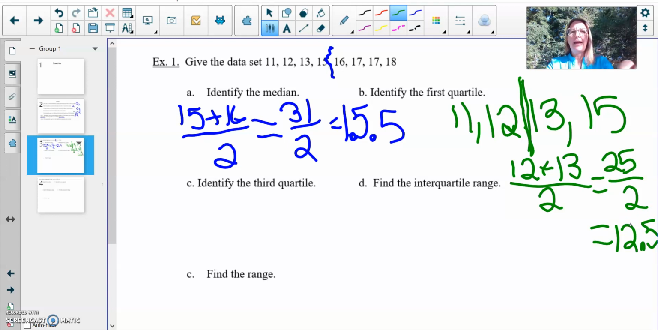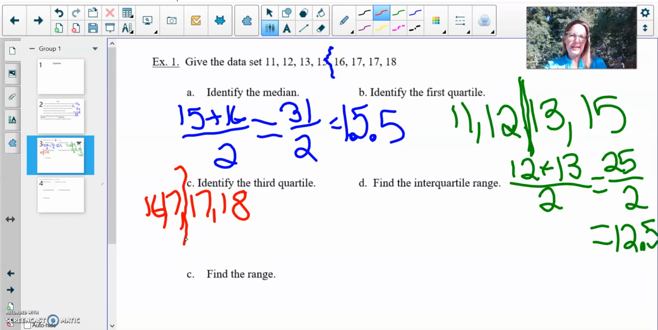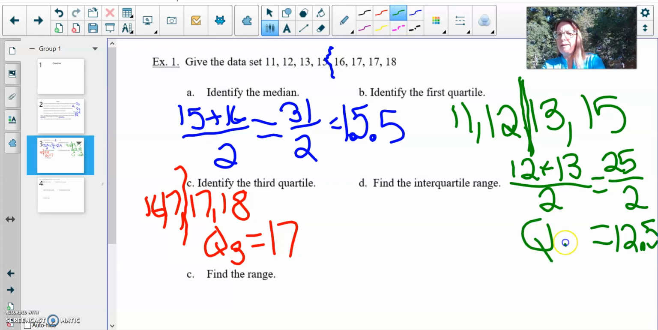For the third quartile, I look at the upper half of the data and find its median. I'm going to rewrite the upper half of my data: 16, 17, 17, and 18. The median is between the two 17s, which means it's still 17. So my third quartile, Q3, is 17. I'm going to label my second quartile over here, and my first quartile Q1.